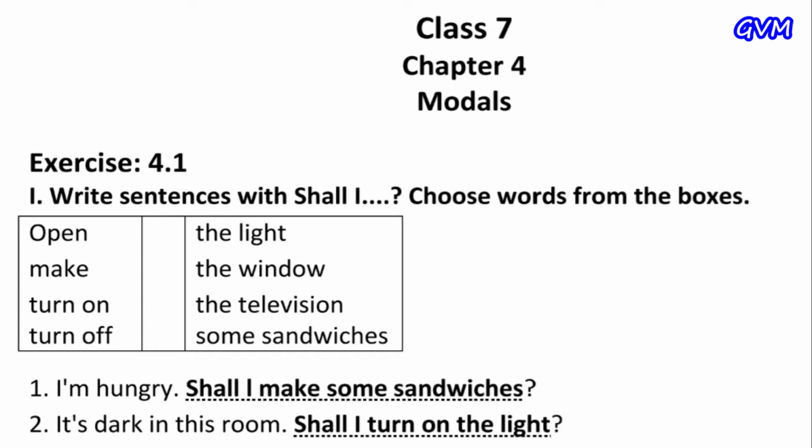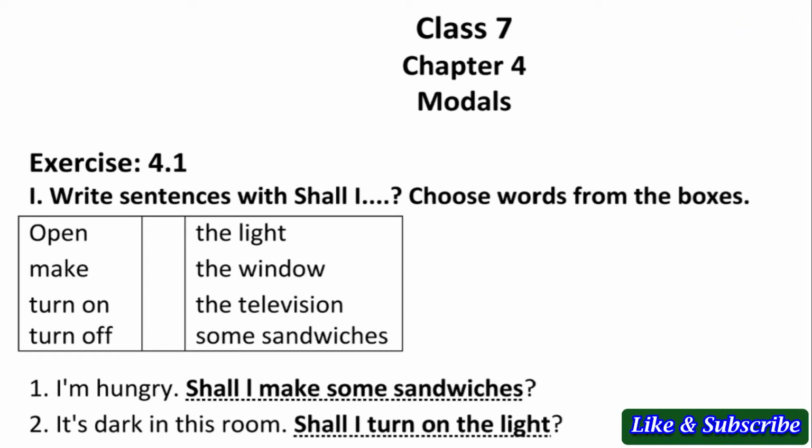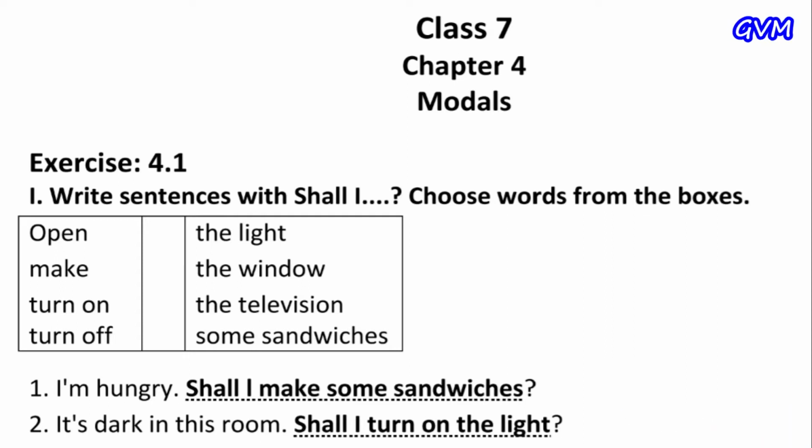Today I am going to start class 7th English grammar, 4th chapter, and that is modals. Modals are verbs that are used with other verbs to express possibility, permission, intention and so on. They are can, could, shall, should, will, would, may, might, must, dare, need, ought to, and used to. Modals are always followed by the root form of another verb.